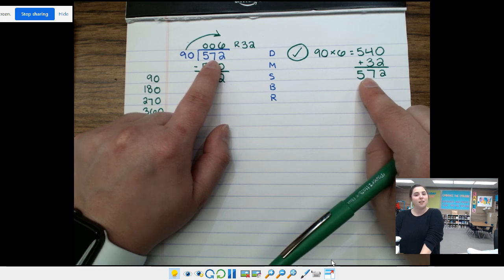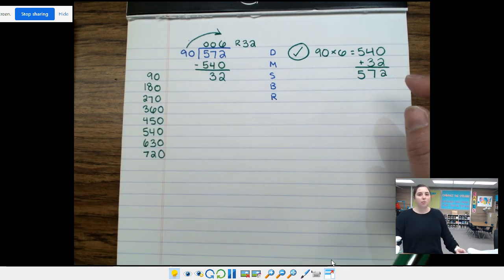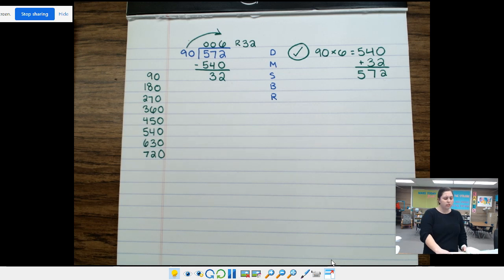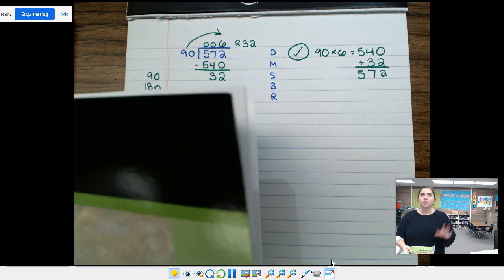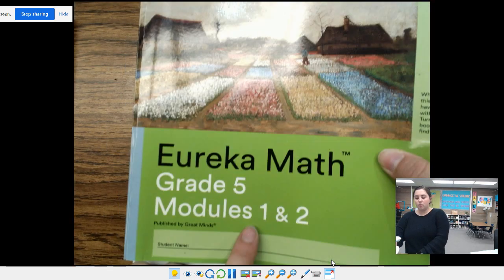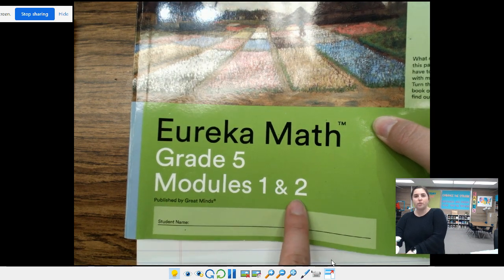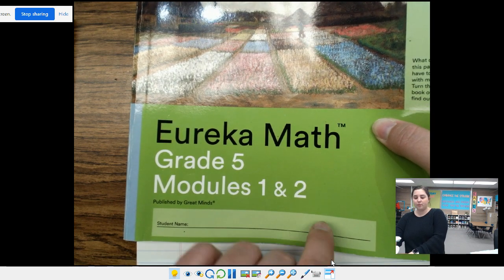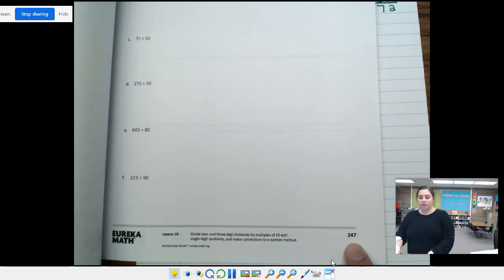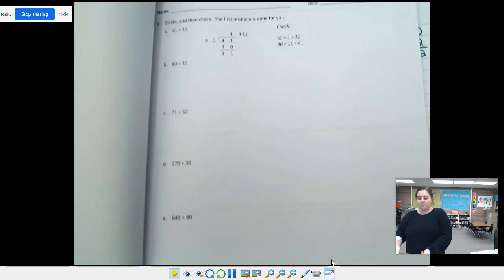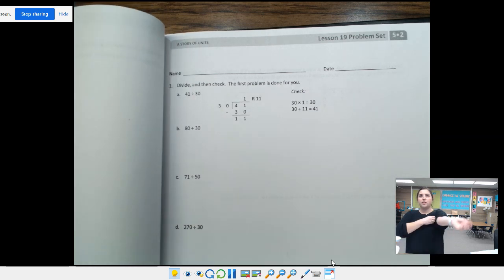Okay, let's do a little bit more practice. We're going to do it in our problem set. So you need your blue Learn book out. And if some of you happen to have the module 2, 3, or 3, 4 book, we're still using modules 1 and 2. We're still in module 2 right now. And we are on page 247. Let's take a look.